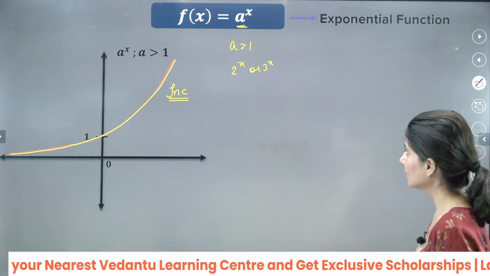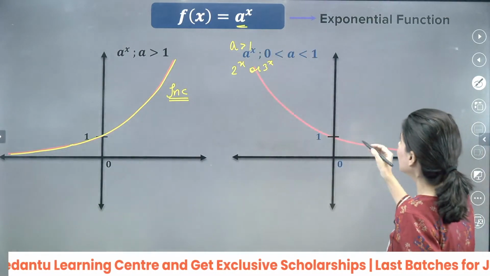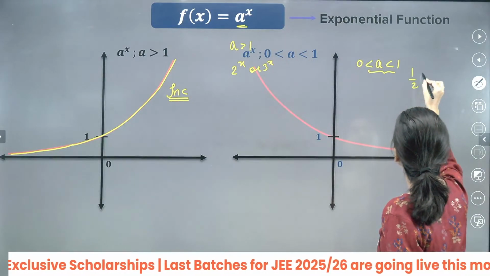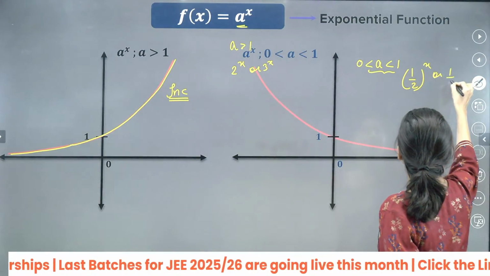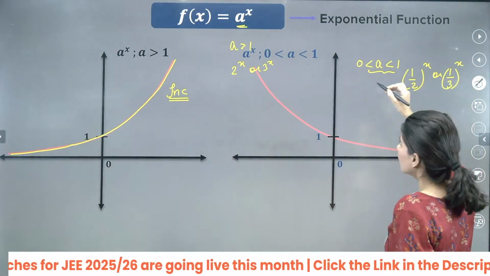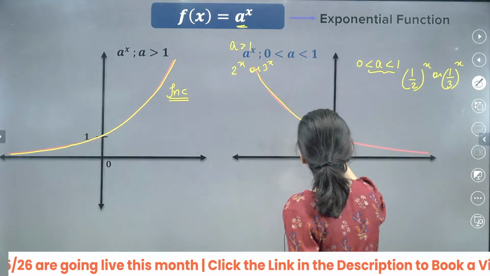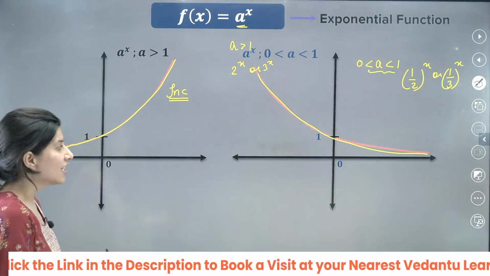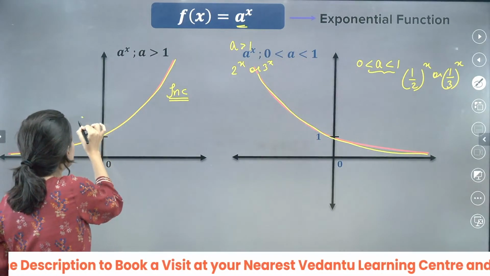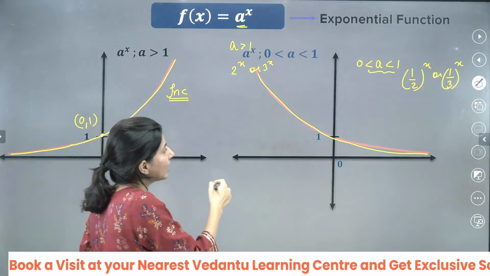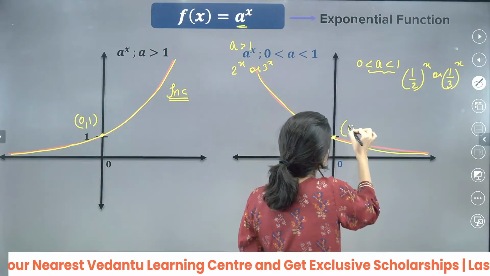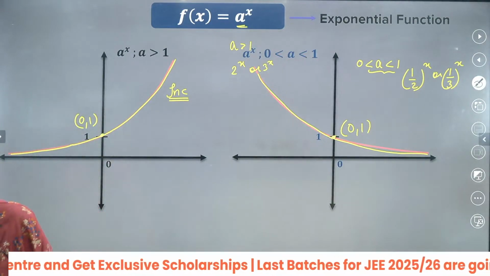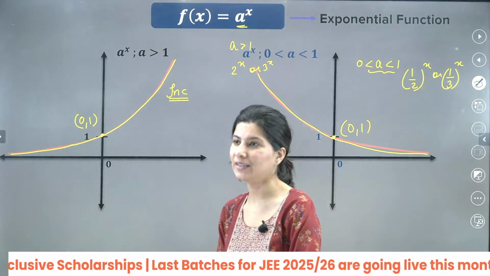Now, if your a is less than 1 but still greater than 0, that means (1 by 2) raised to power x or (1 by 3) raised to power x, like that, the graph is clearly a decreasing function. What is the point of commonality between the two curves? The point of commonality is this (0, 1). It will satisfy this, satisfy this also. The moment you put x equals 0, you get y equals 1. Yes, absolutely right.